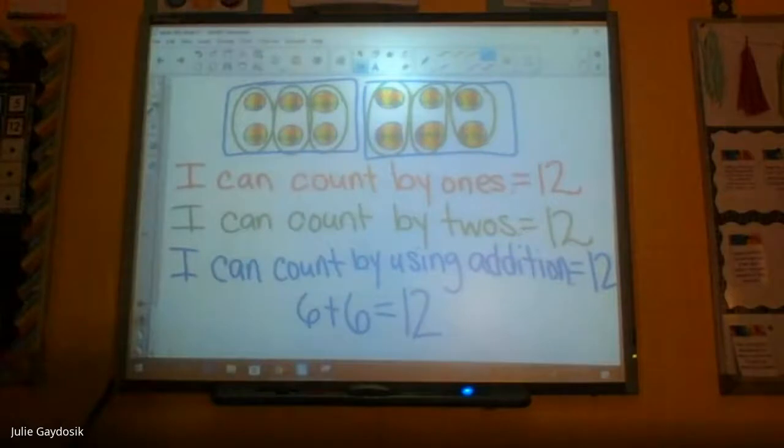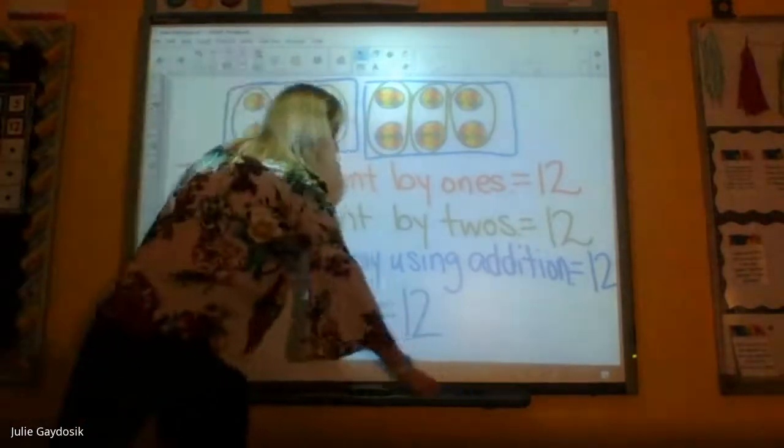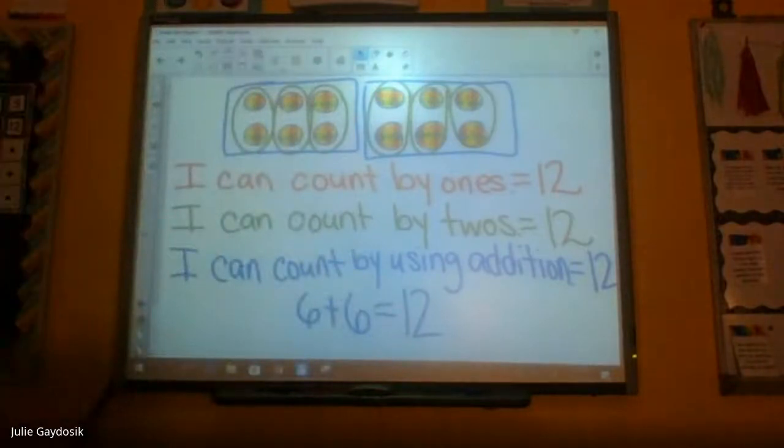So all of those ways would be great ways to find 12. You can find 12 by counting by ones, find 12 by counting by 2s, and you can count by using addition, and you also get 12. 6 plus 6 equals 12. So that is our number talk for today. If you need a second to write that down, you can always hit pause and then hit play again.